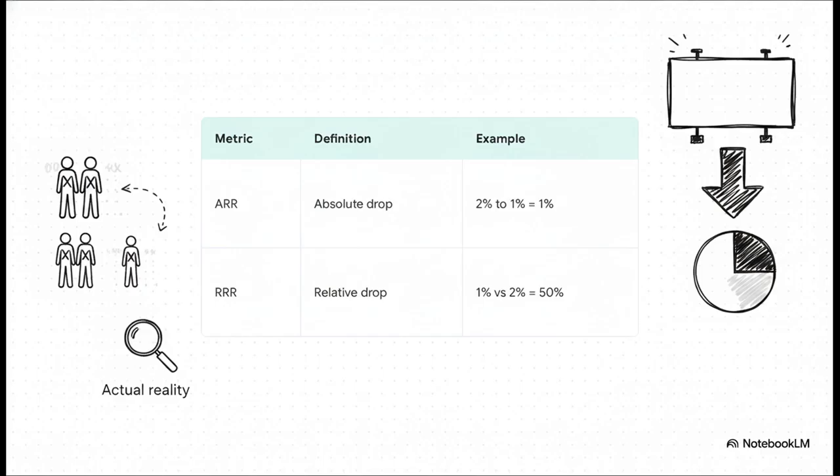But the relative risk reduction? Well, that compares the 1% difference against the original 2% baseline. So relatively speaking, the risk was cut in half. That is a 50% relative risk reduction. Do you see how sneaky that is? Pharmaceutical companies absolutely love relative risk reduction because, let's be honest, 50% lower risk sounds incredible on a billboard.